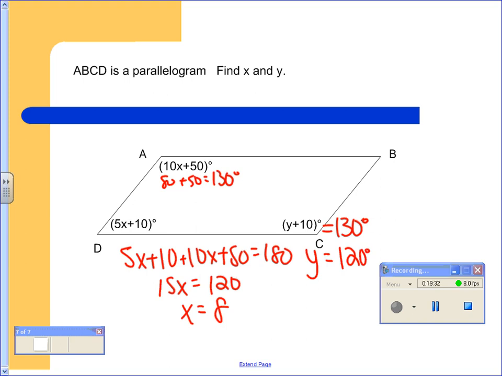See how that works? You're not going to have to say, these are the four properties of a parallelogram. You're going to have to use them. Does that make sense? You don't have to know those word for word.